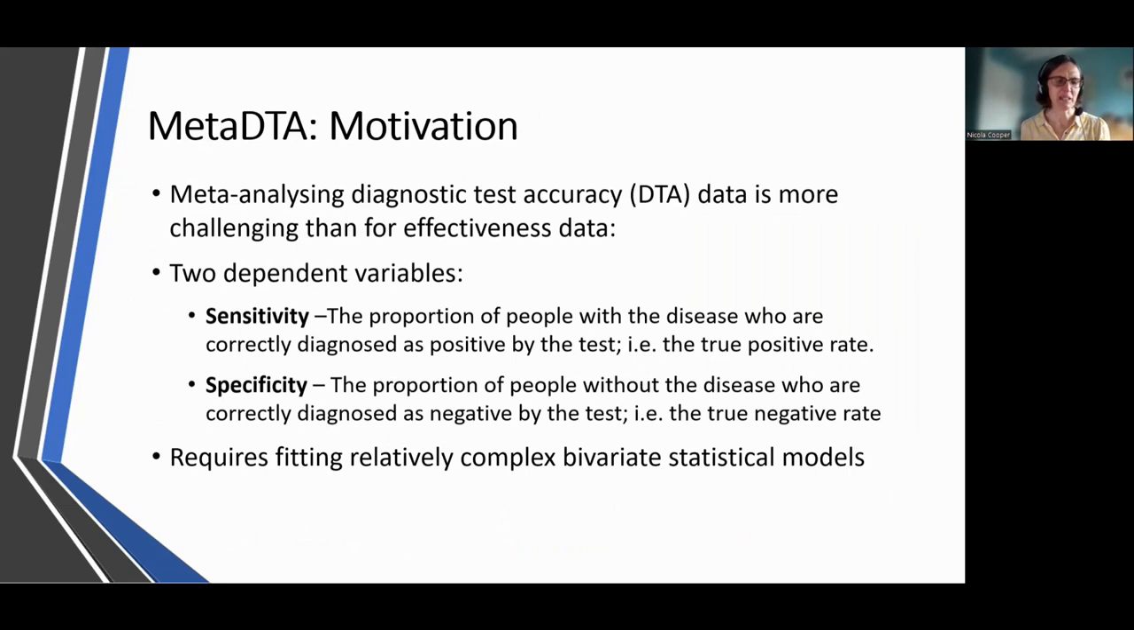Our motivation for developing MetaDTA was driven by the added complexity of meta-analysis models for synthesizing diagnostic test accuracy data, compared to meta-analysis models for effectiveness data, and the lack of user-friendly software in which to undertake such analyses. The added complexity is due to diagnostic test accuracy being a measure of two dependent variables: sensitivity, the proportion of people with the disease who are correctly diagnosed as positive by the test, and specificity, the proportion of people without the disease who are correctly diagnosed as negative by the test. This requires the fitting of relatively complex bivariate statistical models, which can be a barrier for some researchers.